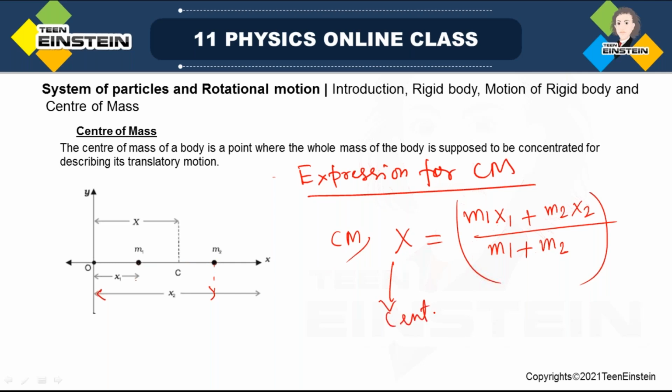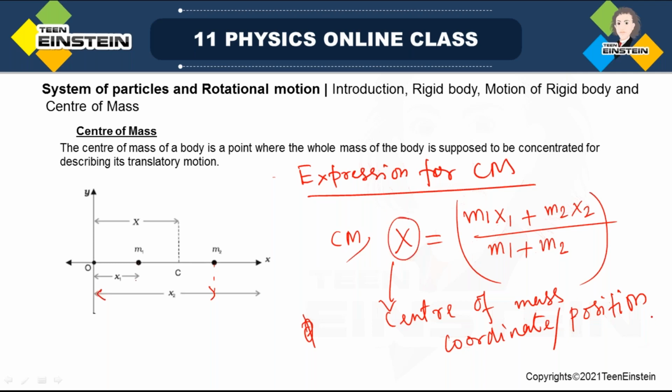So this is called center of mass coordinate, or position of center of mass. When the two objects are on the same line, that's why it has only one coordinate. So the position of center of mass, x cm.